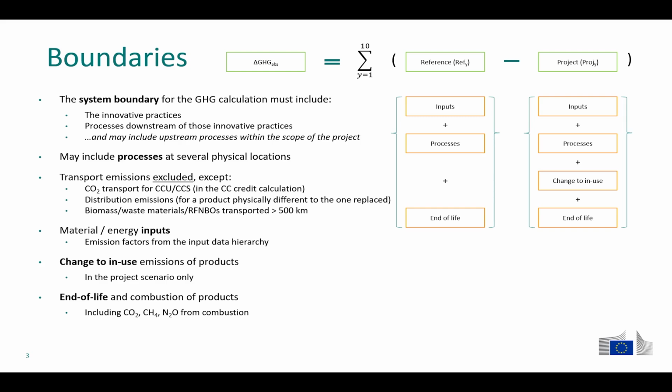You must consider material and energy inputs. So that would be energy brought into the system, any materials and consumables brought into the system using emission factors derived from the input data hierarchy. And you may include changes to in-use emissions from products. And that is a choice for the operator to claim that a reduction in in-use emissions has been delivered by the product, and that needs to be characterized in the project scenario only. Finally, we have end of life, including the combustion of products, and that has to include not only carbon dioxide emissions, but also any methane and nitrous oxide arising from combustion of products.